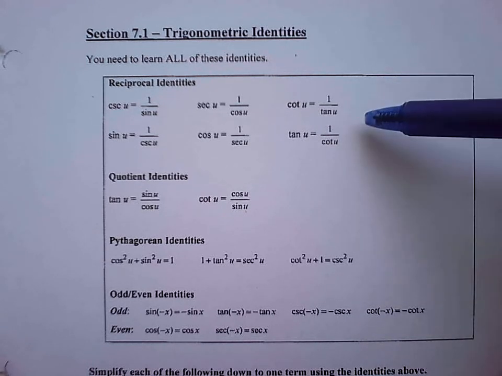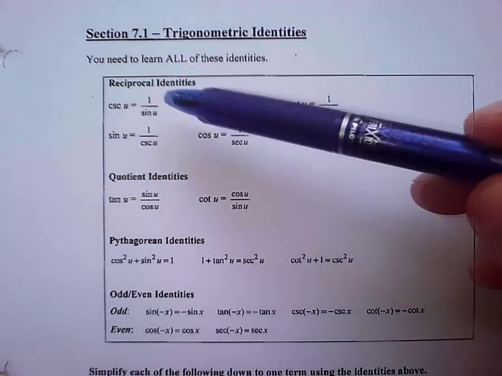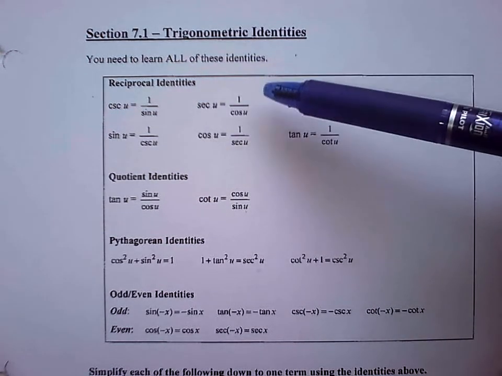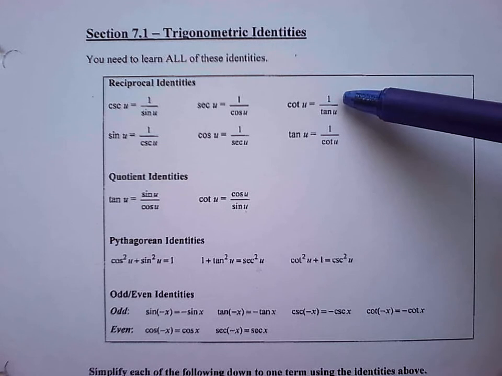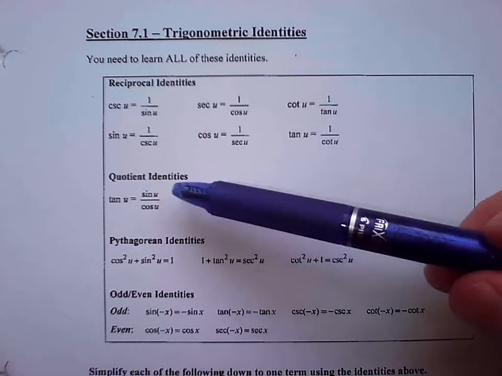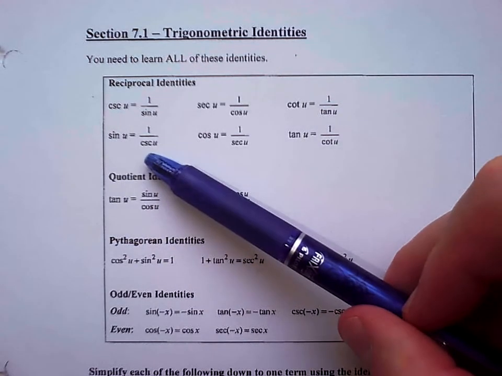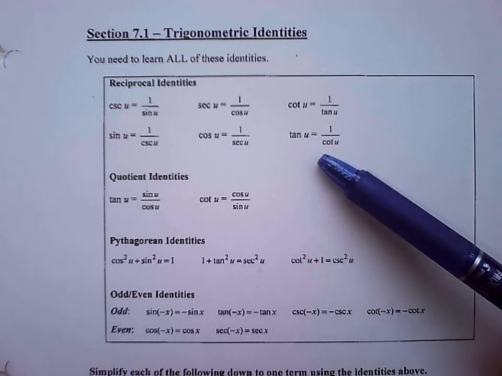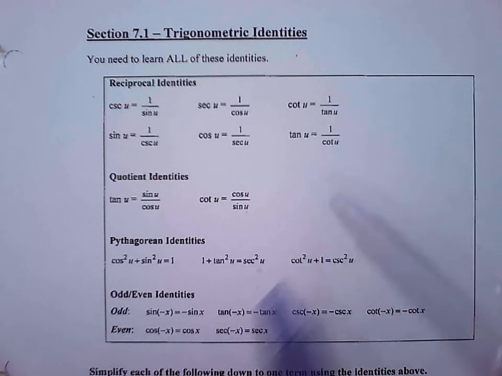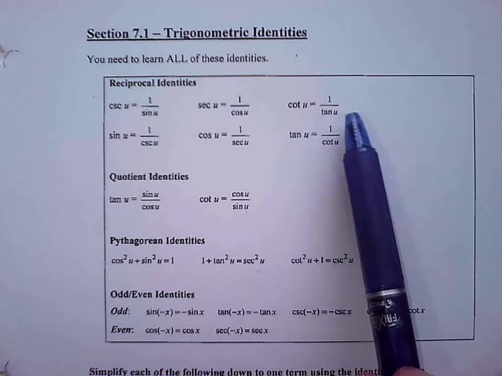Some of these we already know, that the cosecant is 1 over the sine, the secant is 1 over cosine, and cotangent is 1 over tangent. So therefore also that the sine is 1 over the cosecant, the cosine is 1 over the secant, and then the tangent is just 1 over the cotangent. Those are the reciprocal identities.